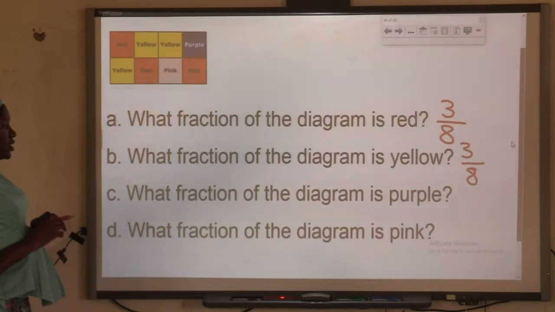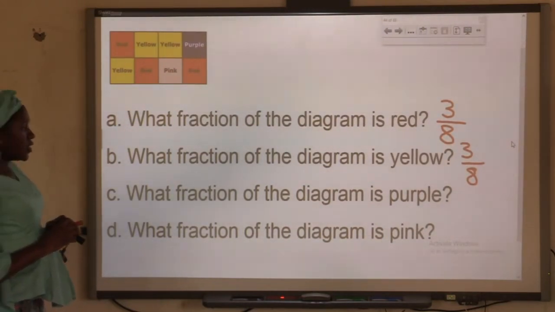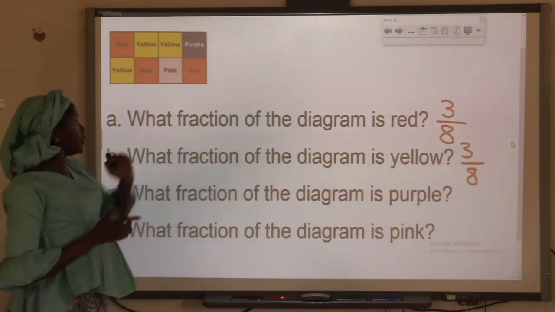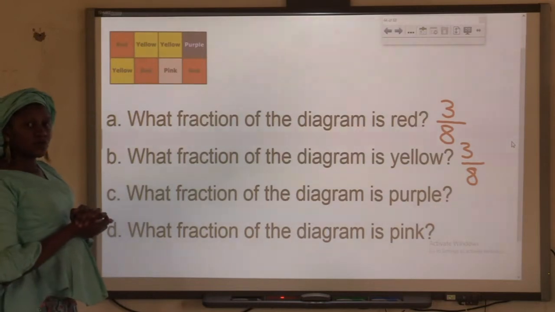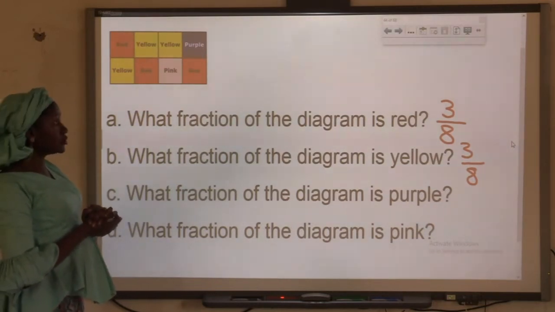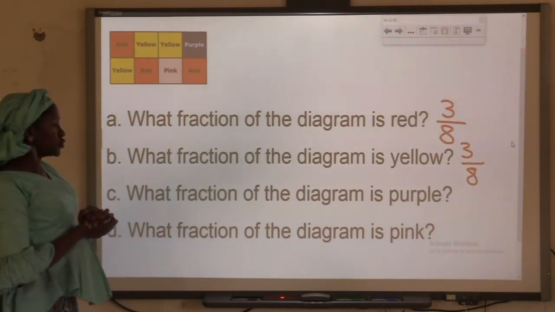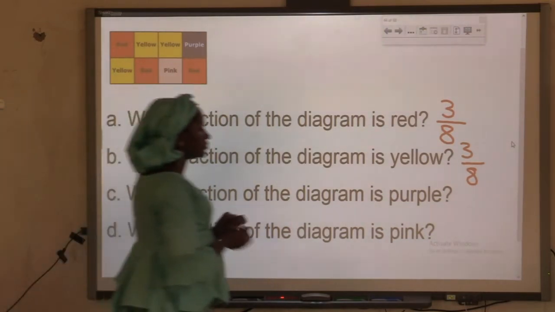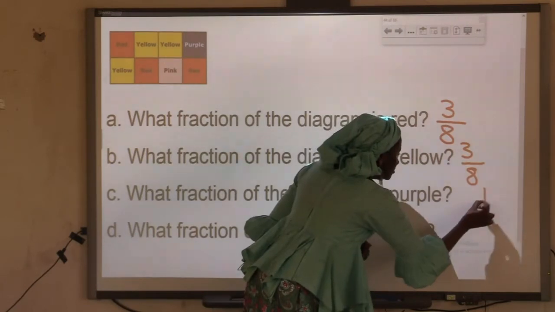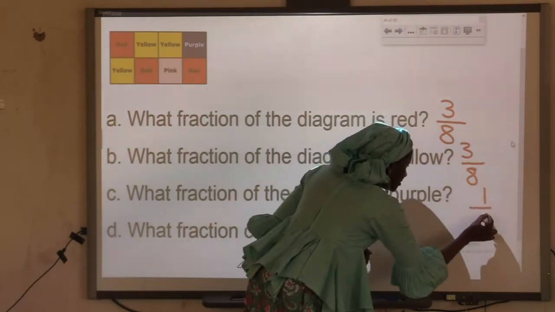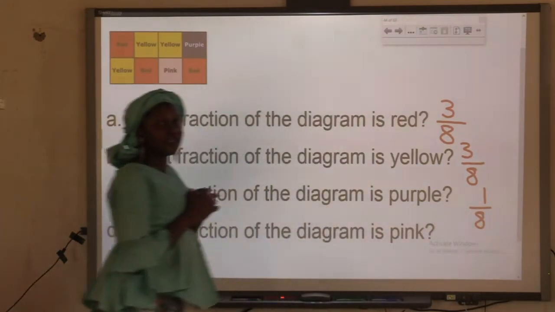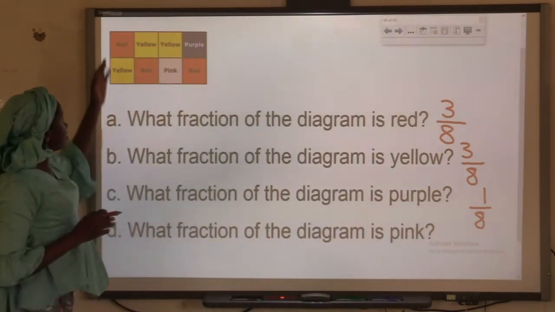What fraction of the diagram is purple? Purple is only one portion of it. One portion of it is colored purple. So therefore, our answer should be 1 over the number of parts the whole is being divided into. That is 8.